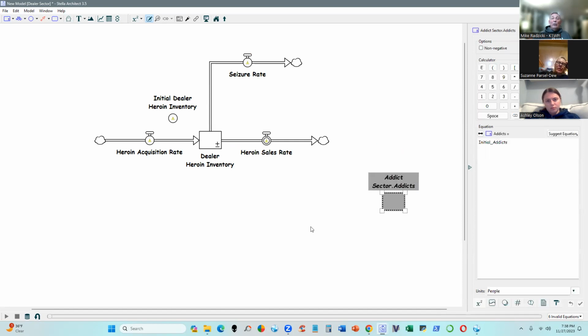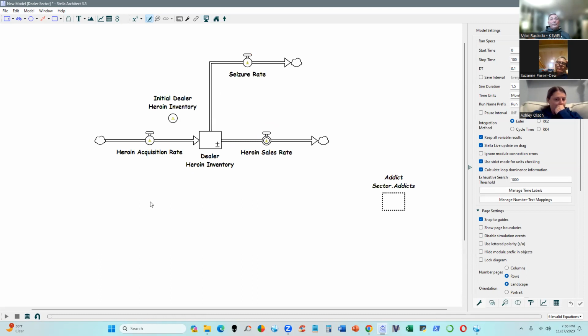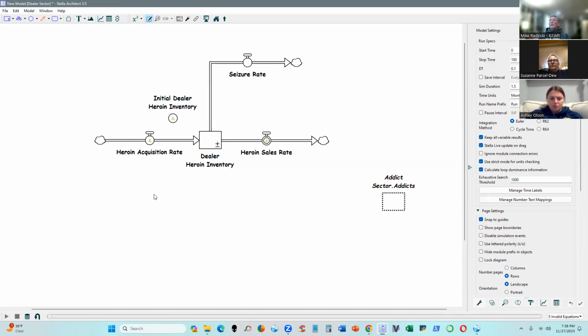So it just makes it much clearer. You can see how these two sectors have stuff going back and forth, right? Okay. So we're going to have to do something with this now. For the moment, let's make this 0. Turn that off. Seizure rate is off.